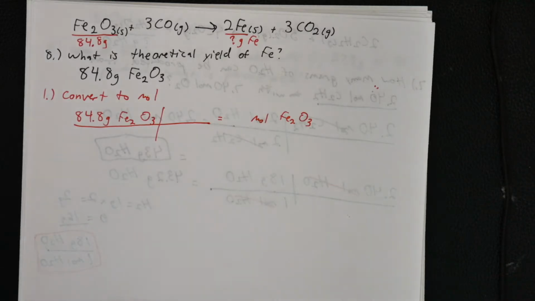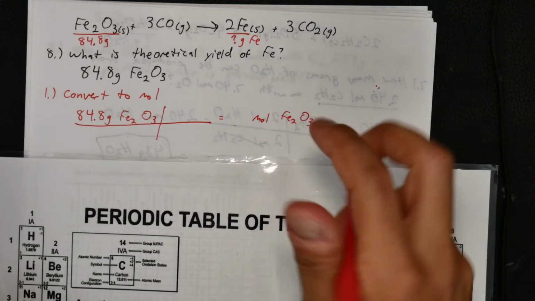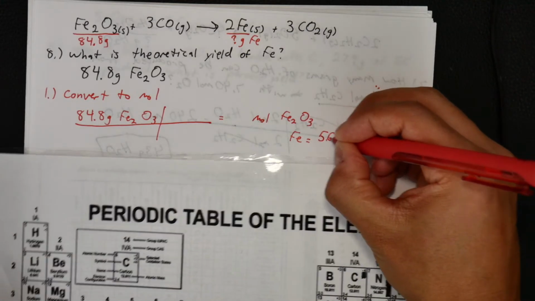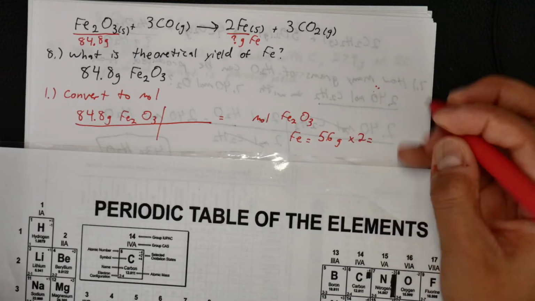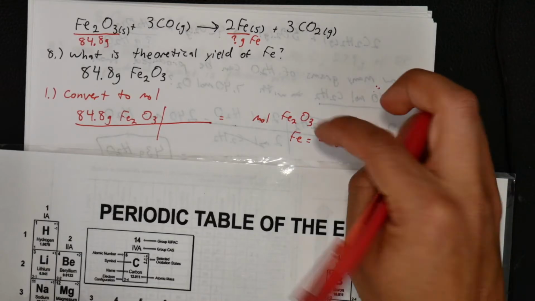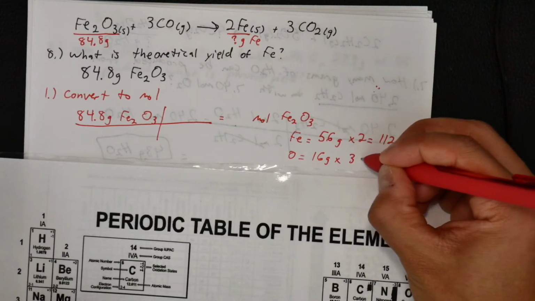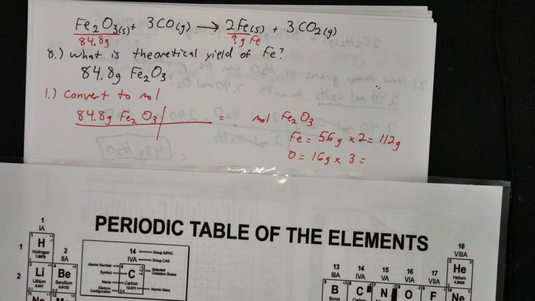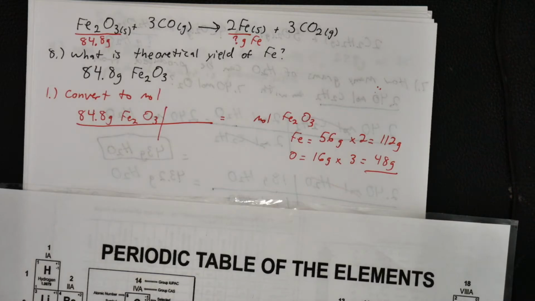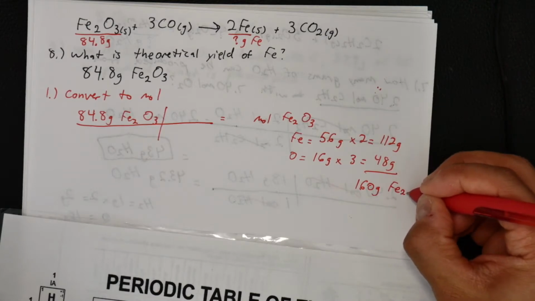So let's pull up a periodic table here and add together some numbers. Fe, iron, is 56 grams, and we're going to times that by 2 because there are 2 of them in this compound. So 56 times 2 is 112 grams. And then we have oxygen, which is 16 grams, but we're going to times it by 3 because there are 3 of them. So 16 times 3 is 48 grams. If we add those together, we get a molar mass of 160 grams per mole.